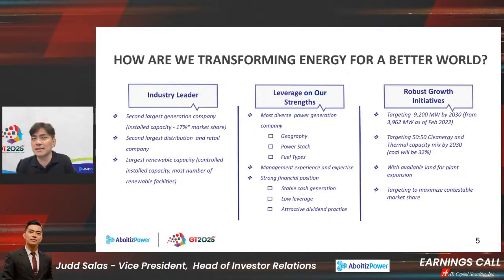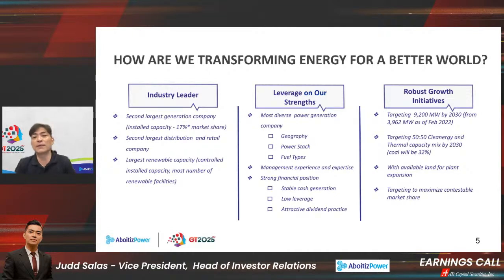By 2030, our aspiration is to double our generation portfolio to 9,200 megawatts and achieve a 50-50 balance between our RE and thermal capacities. How are we going to do this? We will do this without adding new coal. We will more than triple our RE capacity to 4,600 megawatts. For baseload, we are shifting our focus to gas.